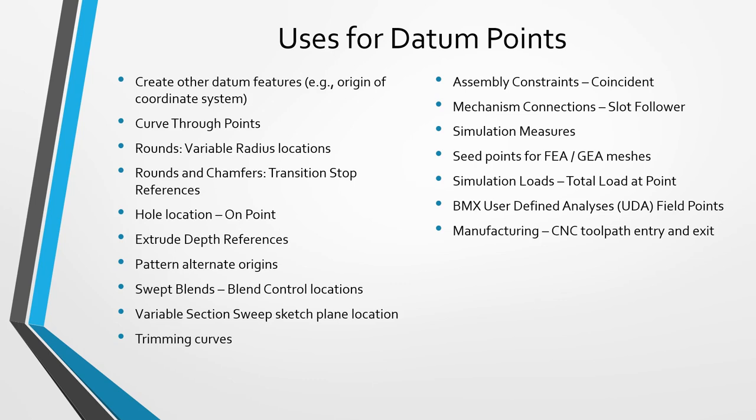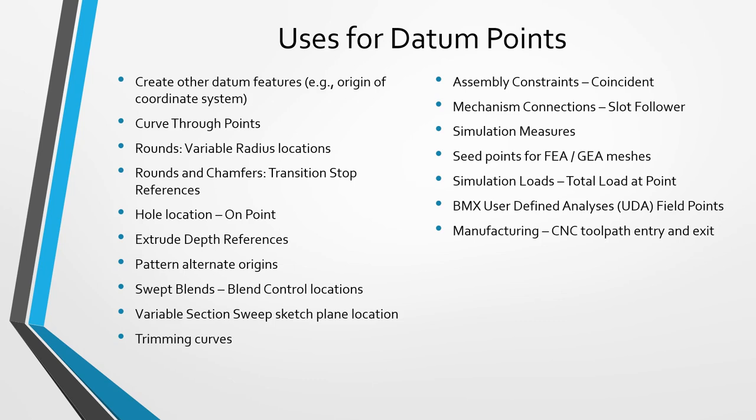You can also use them for locating holes using the onPoint method. They could be a depth reference for extrude features. If you want to shift a pattern over, you could use it as the alternate origin. Also, for swept blends, you could use it to define blend control over the length of the feature. You can also use them to relocate the sketch plane for a variable section sweep, and you can also use them as references for trimming curves.